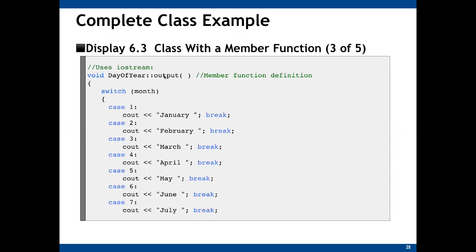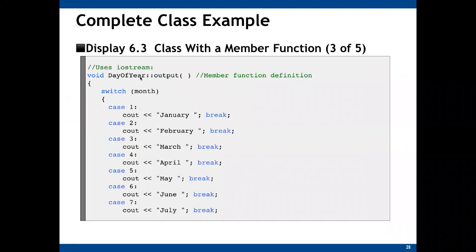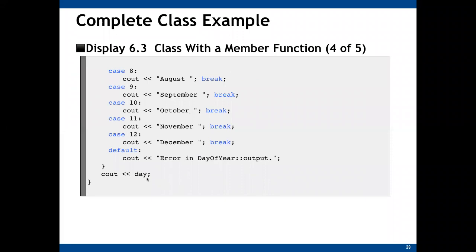And the output member function is defined like this one. As you can see here, only the function declaration is included in this class definition, and the actual function definition is outside of this class definition. So this is the function definition of the output member function. And depending on this month, which is a member variable, it prints different values. It prints the month as a string. And then it prints the day.